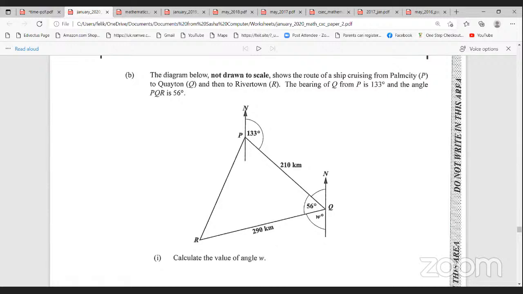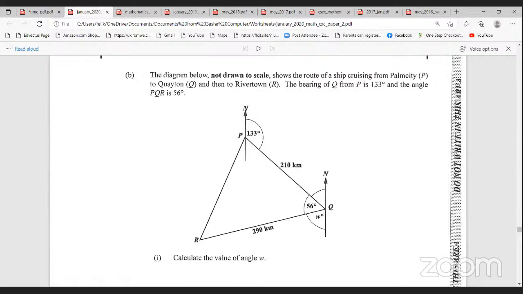All right, beside this question, please write paper 2, January 2020. So this is paper 2, January 2020. This is a past paper question. So beside it, somewhere write the year and paper. All right, so we're going to take it bit by bit.